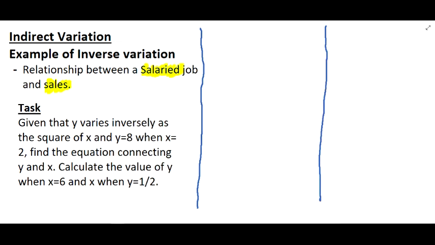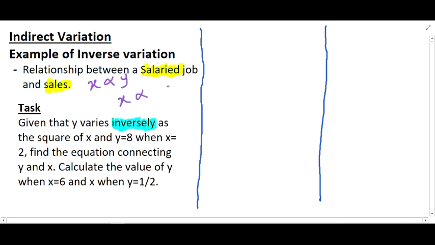Okay, let's continue. Now we say, given that y varies inversely, like I told you, always check out what they are asking you for. This is an inverse variation. So before I continue, I just want to show you the difference between direct variation and inverse variation. If x varies directly as y, this is the relationship. But if x varies inversely, you have 1 over y. This is the difference. So this is a direct variation, and this is an inverse variation. Please just calmly, just be focused.